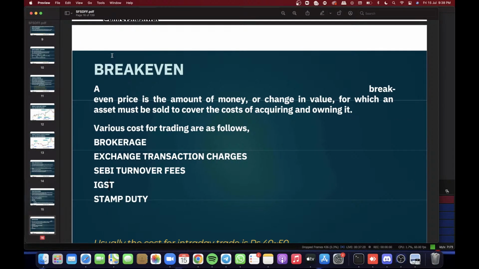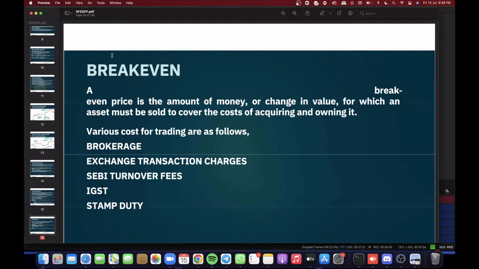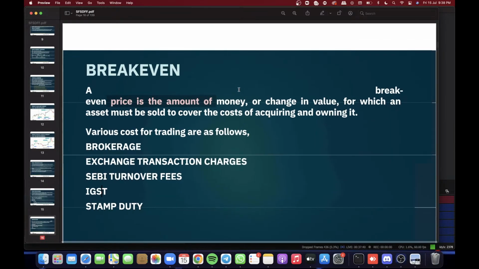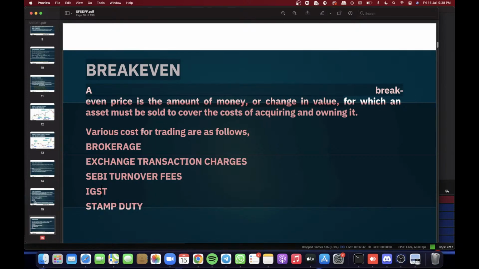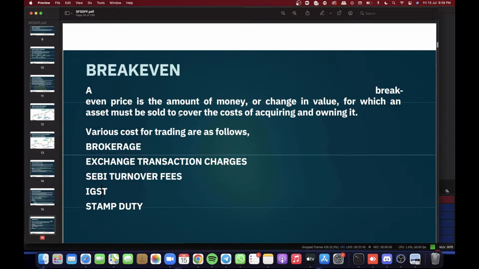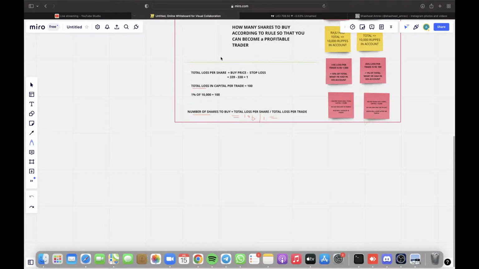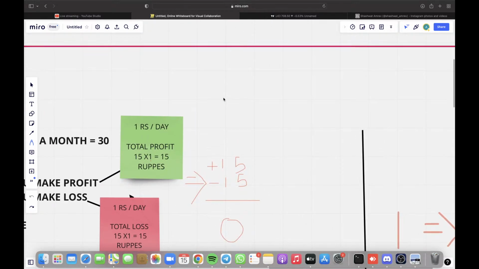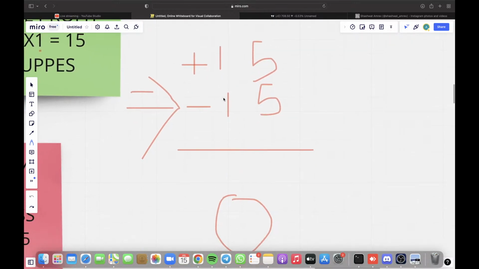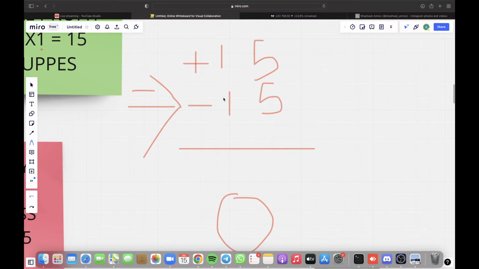What actually is a break even? So break even, the name suggests itself, it is a very easy definition. A break even price is the amount of money or change in value for which an asset must be sold to cover the cost of acquiring and owning it. I'll just show you in the maths. Okay, maths is what everyone likes. So this is break even. Plus 15 minus 15, 0. So after profit, loss, everything is 0. This is called break even.